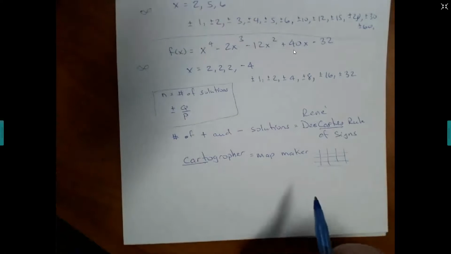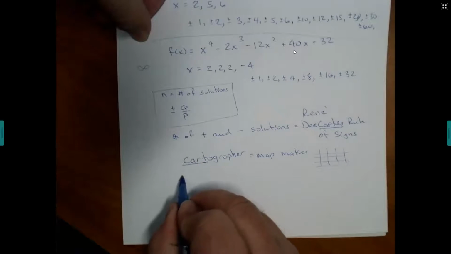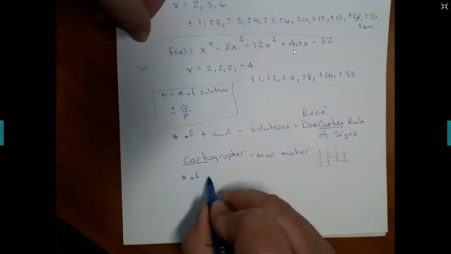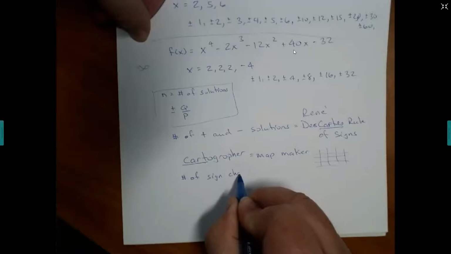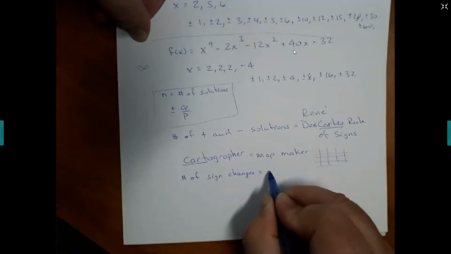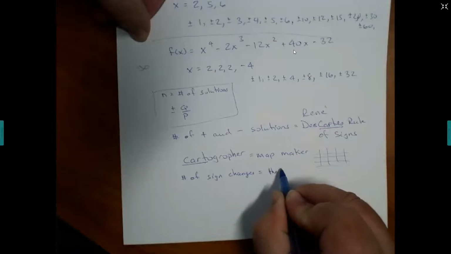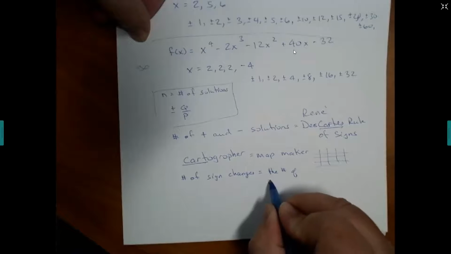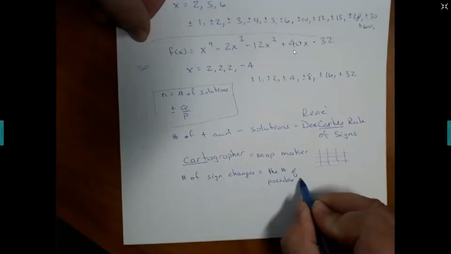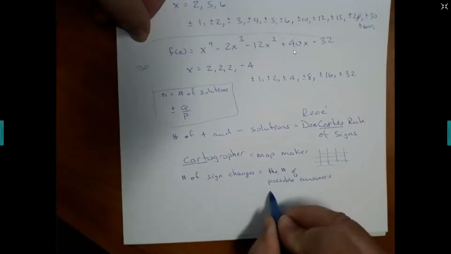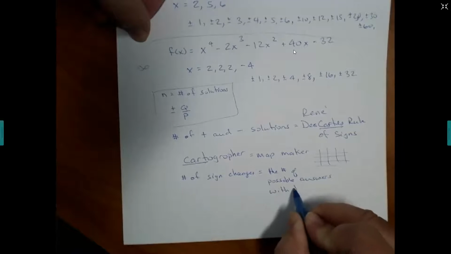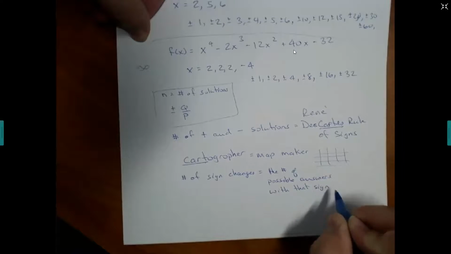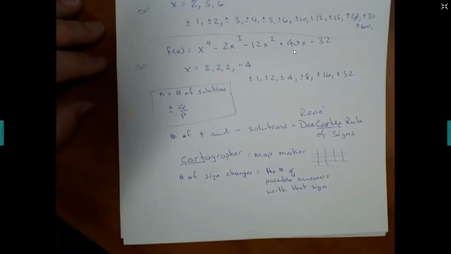What the rule of signs says is this: the number of sign changes equals the number of possible answers with that sign. Okay, what does that mean?